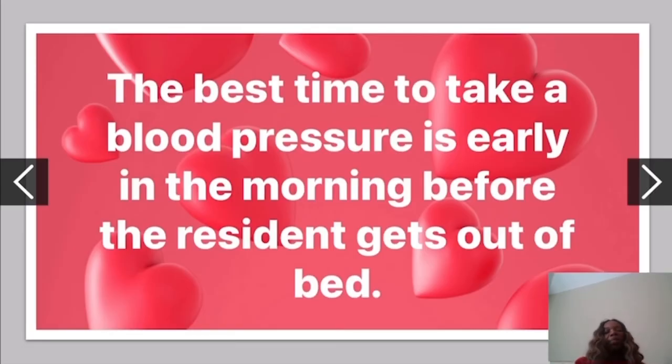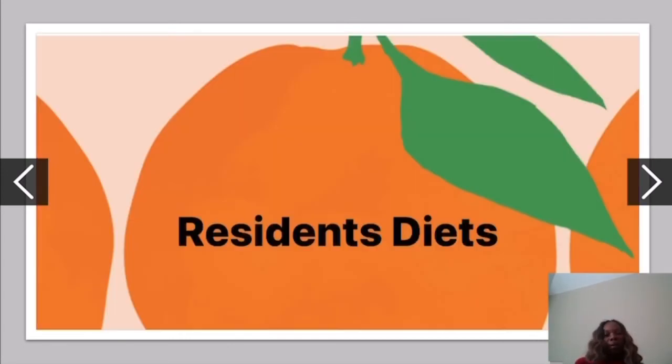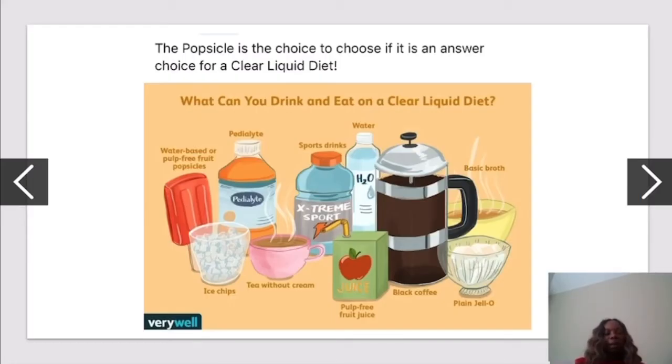The best time to take your blood pressure is early in the morning before the resident gets out of bed. We're going to talk about resident because this is a measurement that you'll have to document. When we're talking about a clear liquid diet, remember that a popsicle is a choice on the state exam as an item that's on a clear liquid diet.